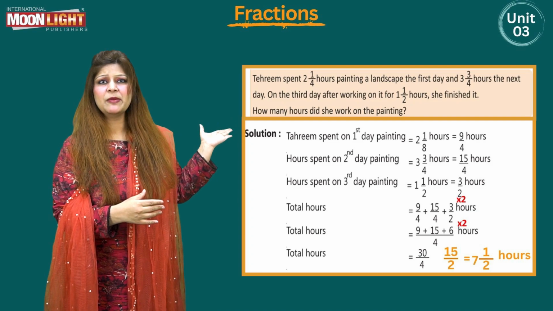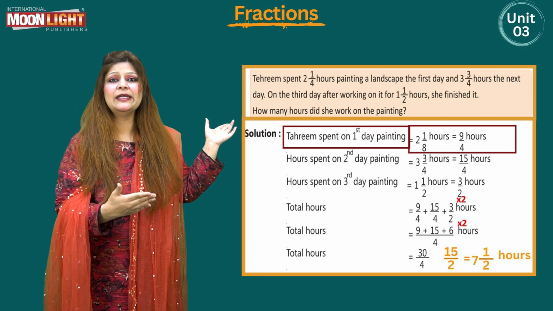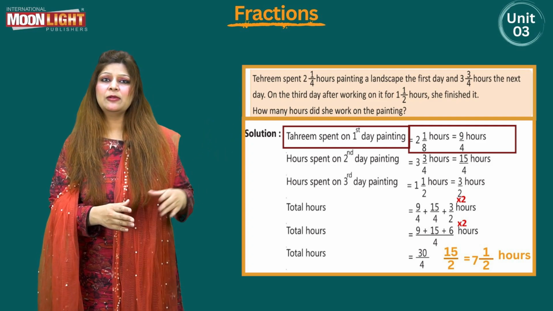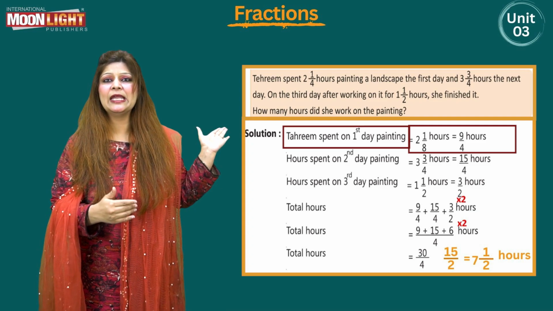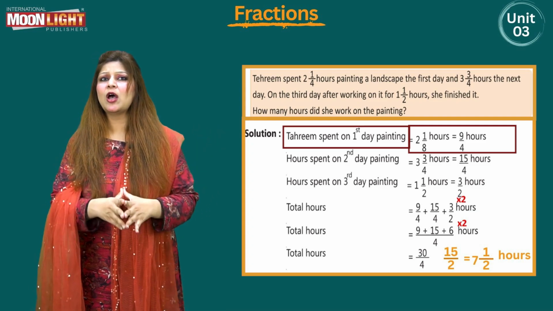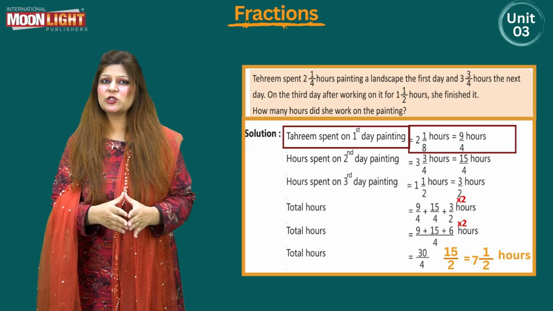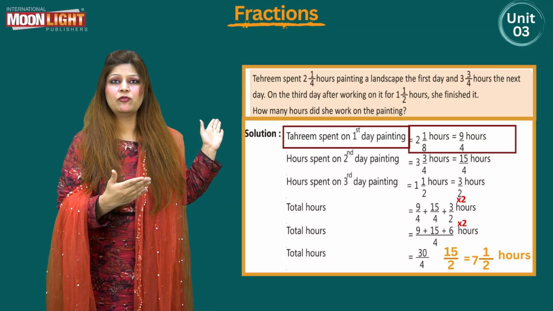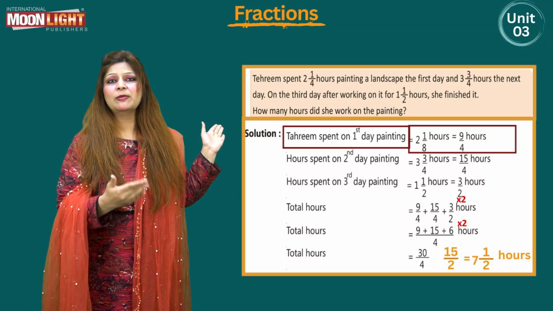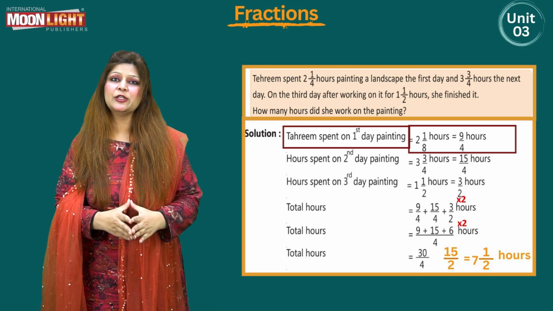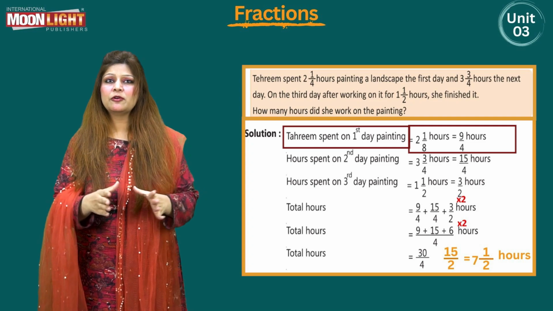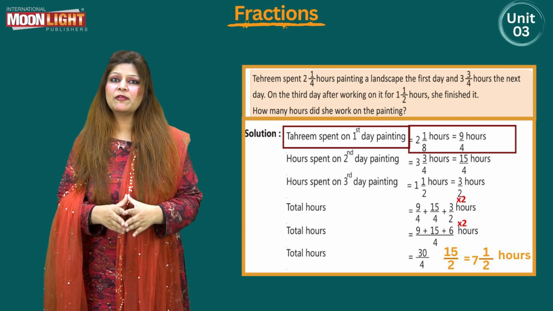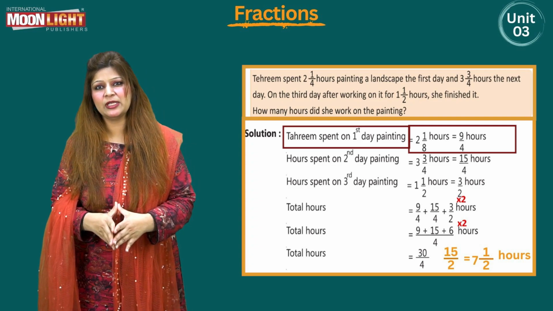The statement for this question is: hours Tehreen spent on the first day painting. You are going to write it down as 2 whole 1 by 4 hours. So you first convert this into which fraction? Improper fraction. 4 2s are 8, 8 plus 1 is 9, so 9 by 4 hours. I have changed this into an improper fraction in the same step.